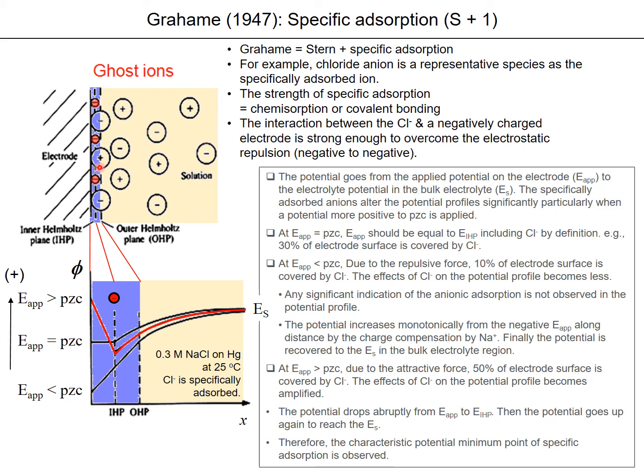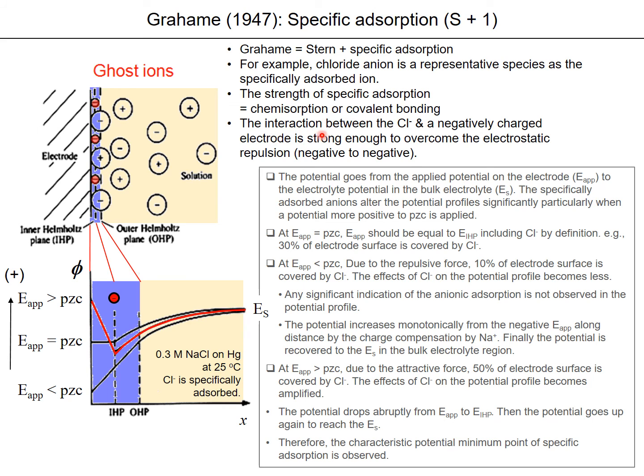Actually, we didn't have the solvent molecule layers yet. Grahame has added the specific adsorption layer onto the Helmholtz layer. That is the Grahame model. For example, chloride anion is a representative species of the specifically adsorbed ions. The strength of specific adsorption is at the level of chemisorption or covalent bonding.